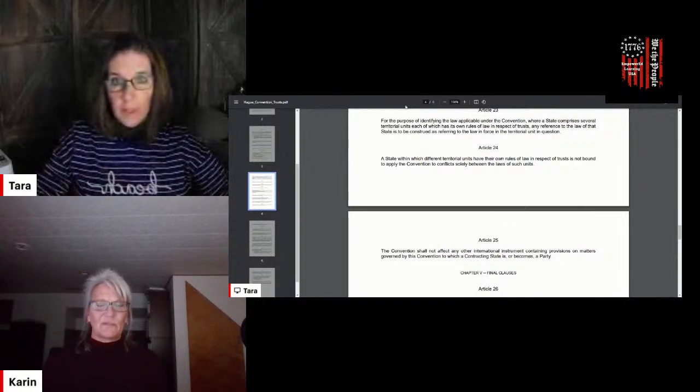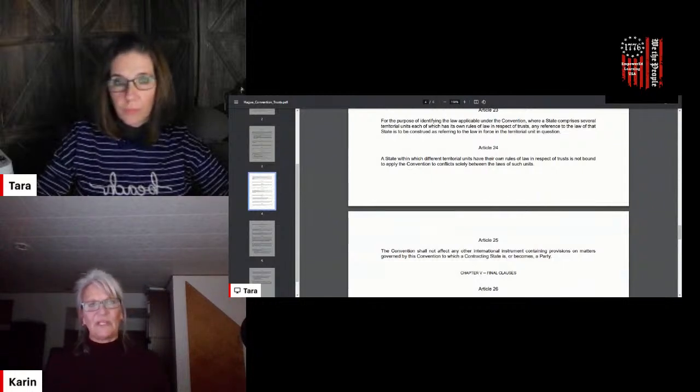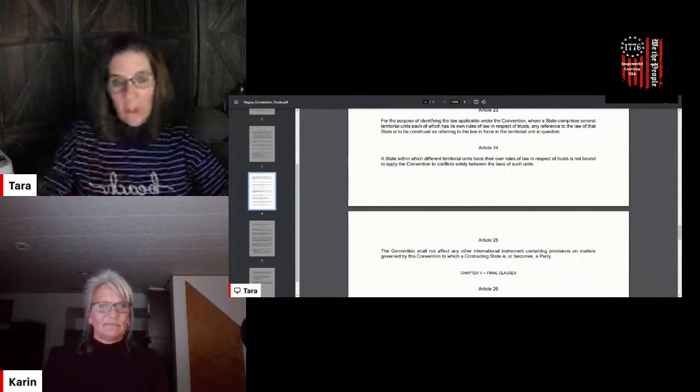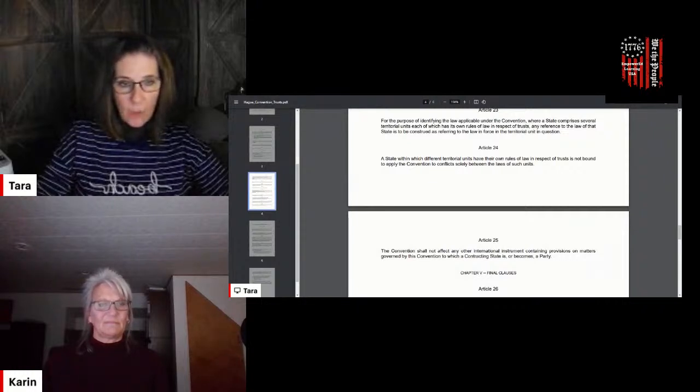All righty. Article 24: a state within which different territorial units have their own rules of law in respect of trusts is not bound to apply the convention to conflicts solely between the laws of such units. Okay. That really aligns with what we were just talking about. Yep, absolutely. And then Article 25: the convention shall not affect any other international instrument containing provisions on matters governed by this convention to which a contracting state is or becomes a party.